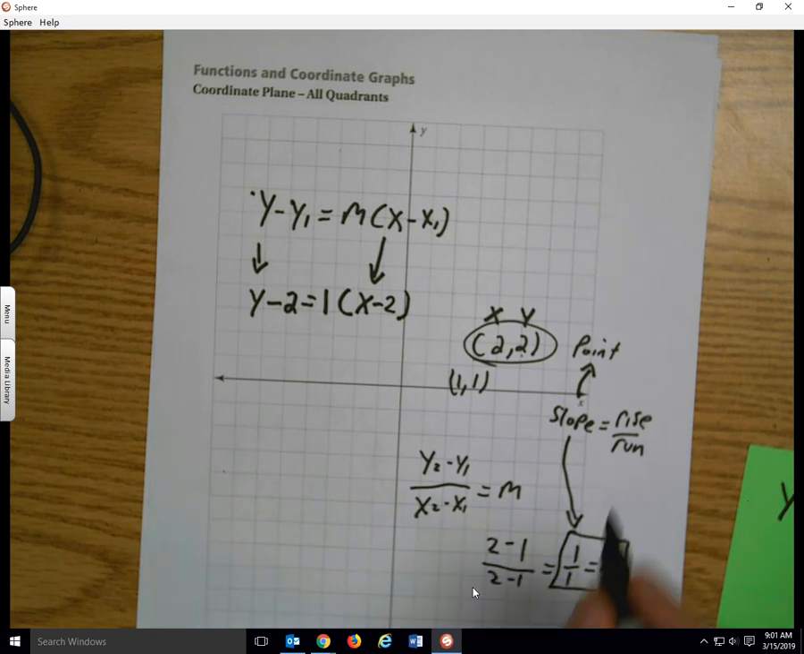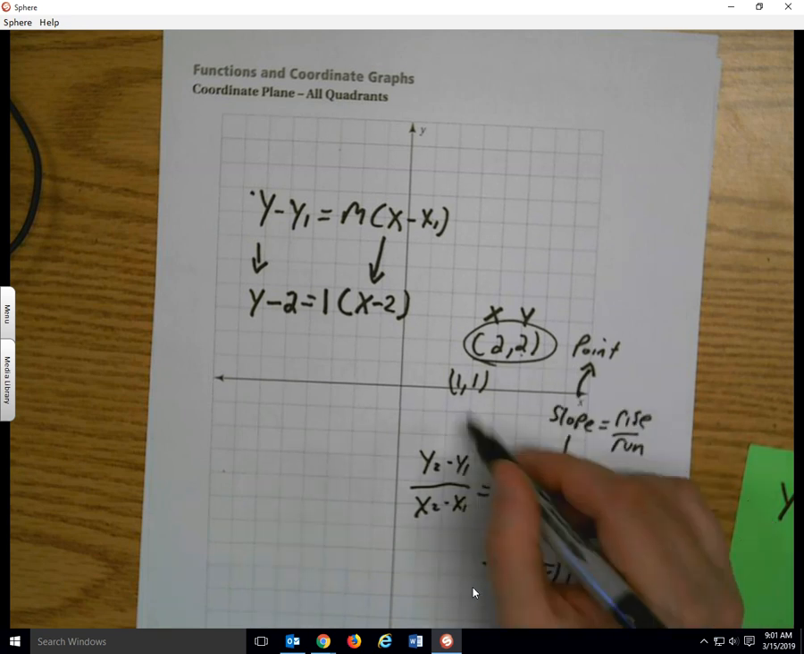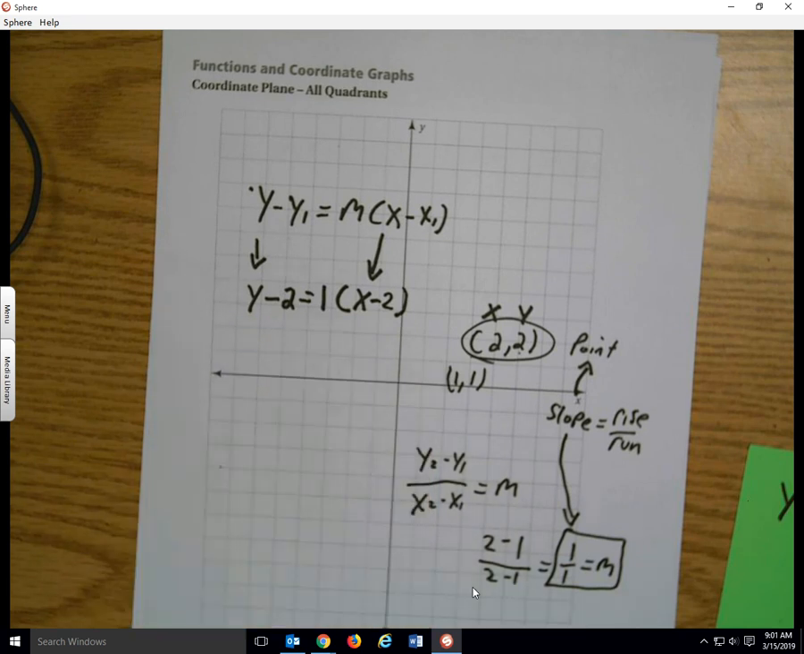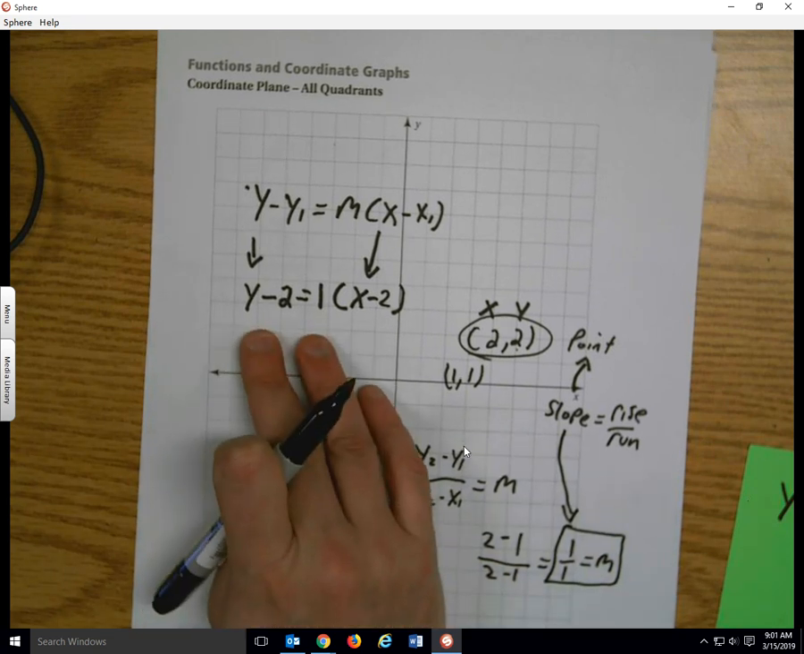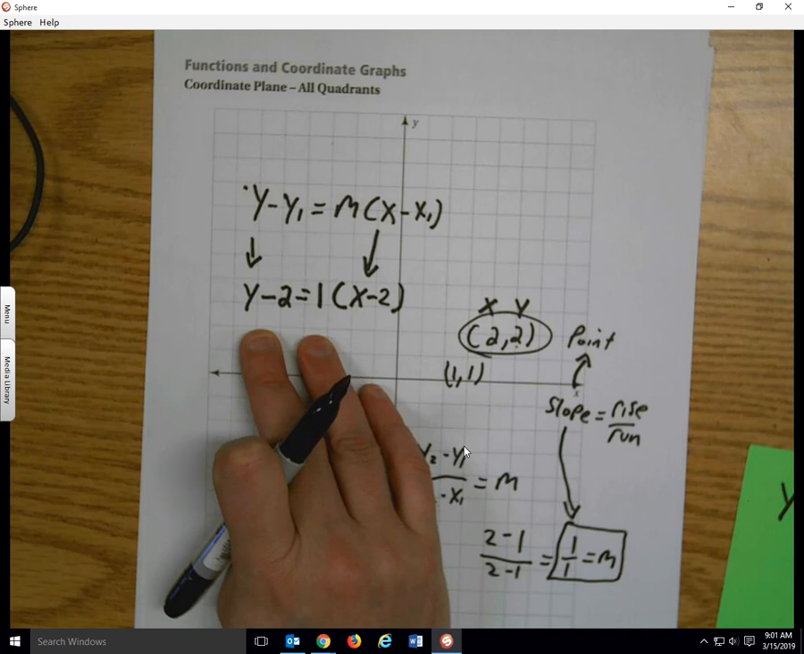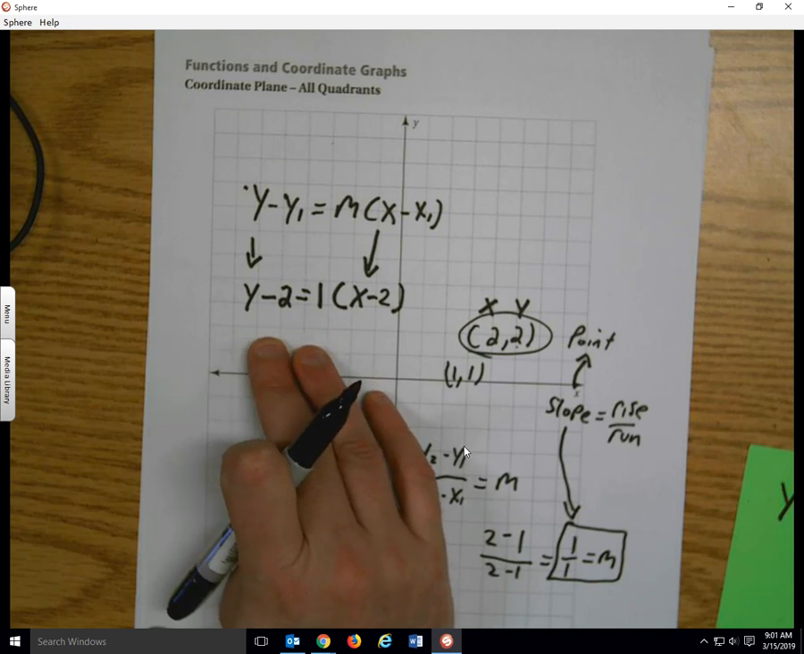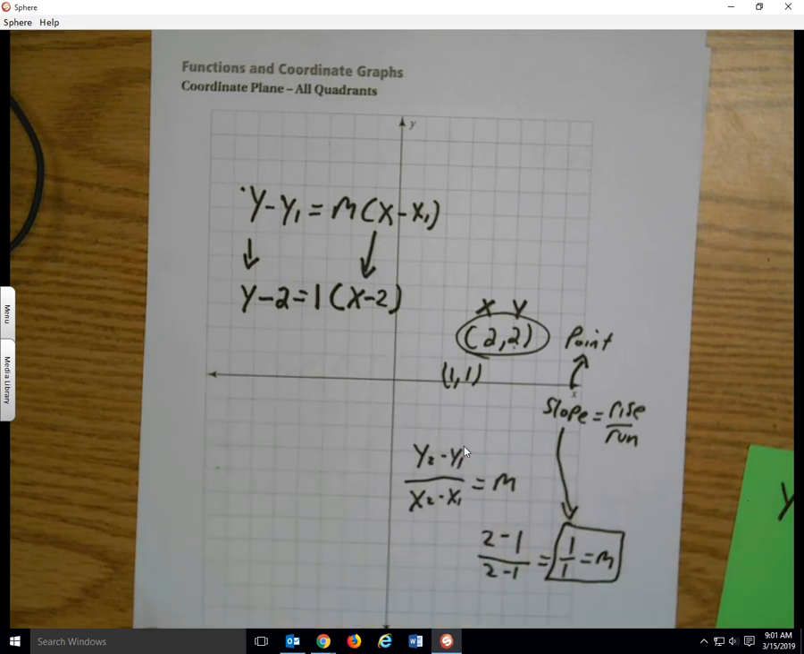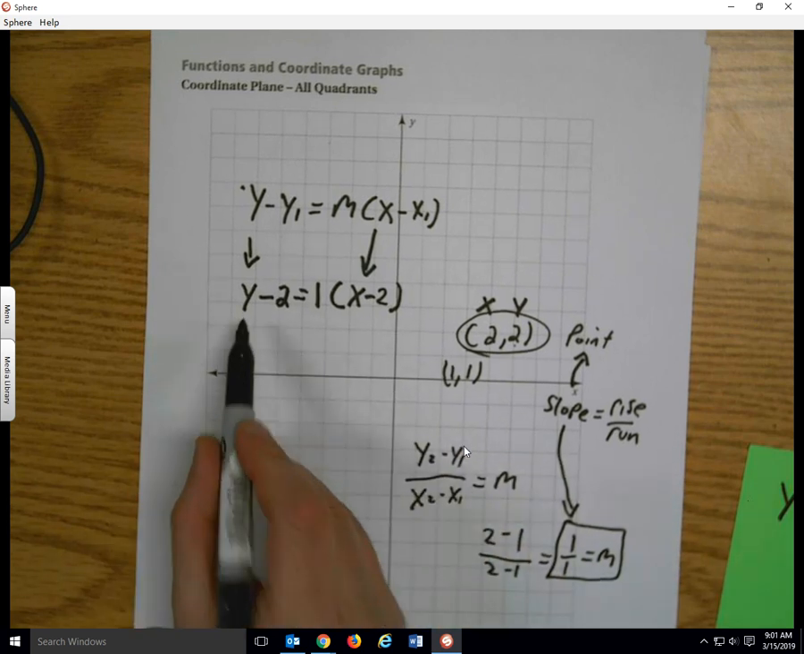So if you have a point, any point on a line, and you find the slope, you can fill this point slope in. Okay. Now there is another step, and I really want you guys to get this down before I show you the other step, but I will show you the other step right now, and then we'll go back and review this first part again. The last step on this is to just solve for y.